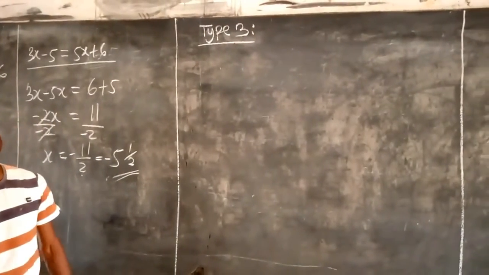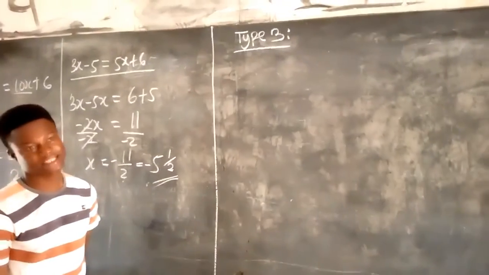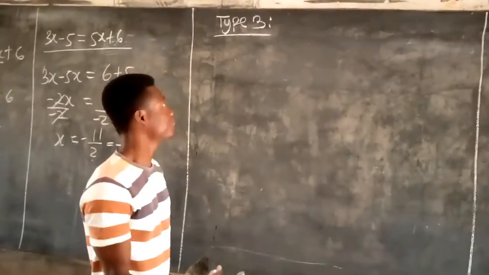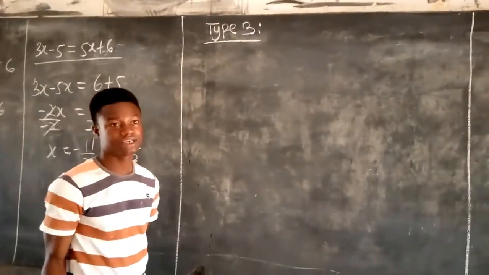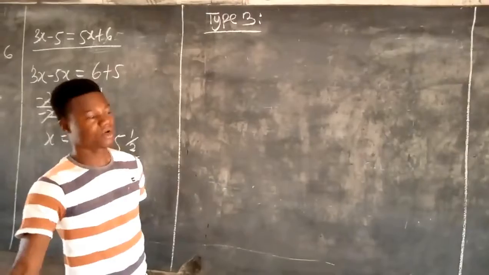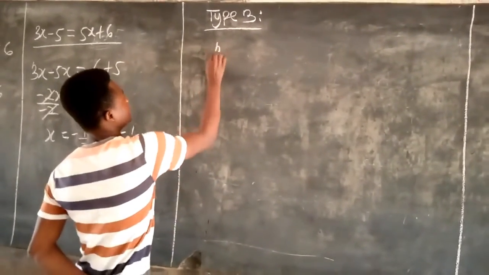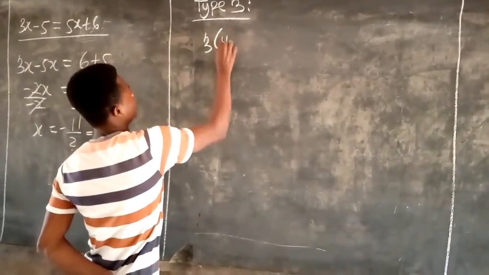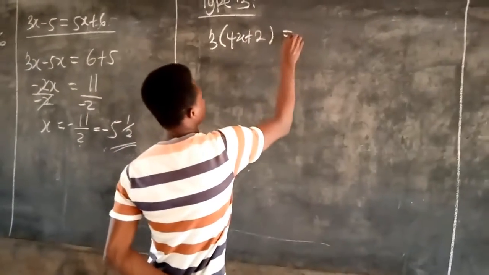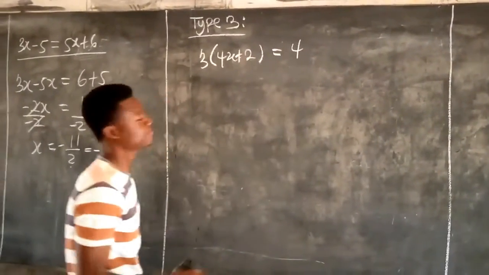We are talking about linear equations, and then we are on type 3. And type 3 is nothing but equations involving brackets. So my advice is on how you remove the bracket. Whenever you see a bracket in the equation, try to expand the bracket to remove it. When you expand, you remove the bracket. So let's take an example and see something here. You have 3 into bracket 4x plus, let's say, 2 is equal to, I want small values, so let's take small values so that our work will not be difficult.